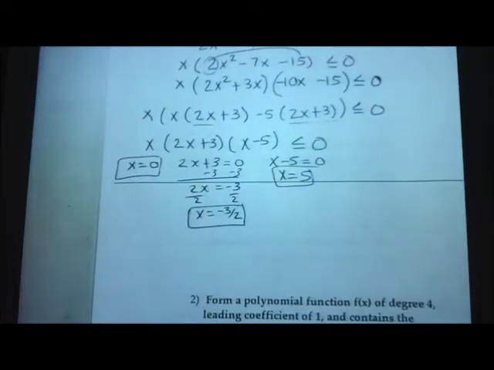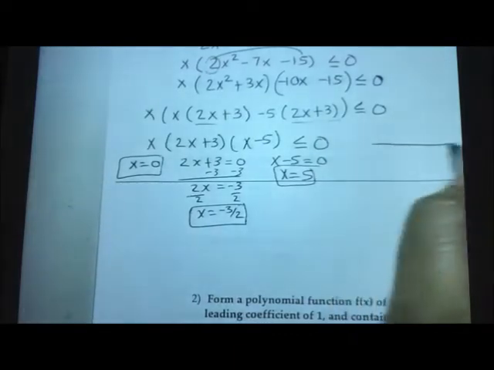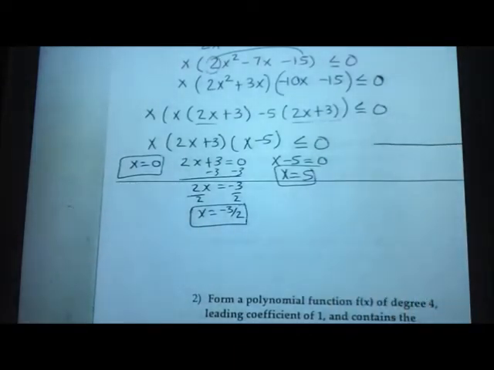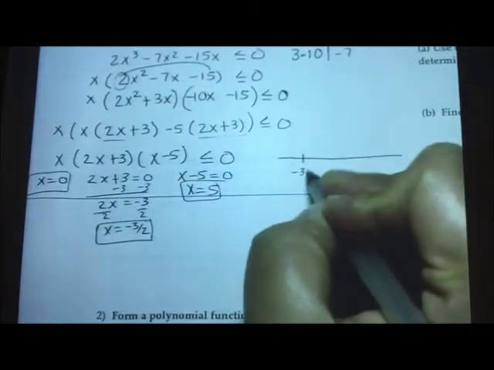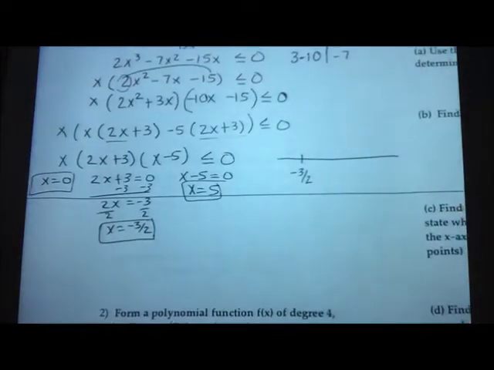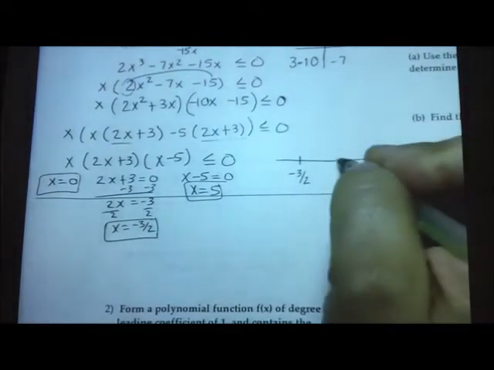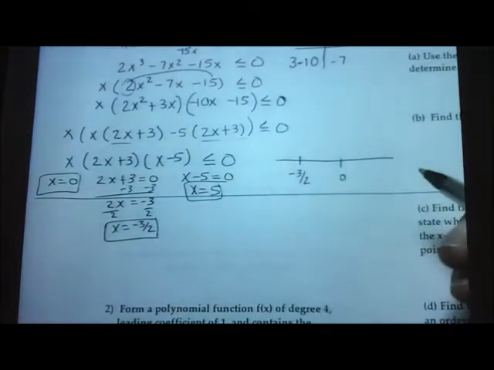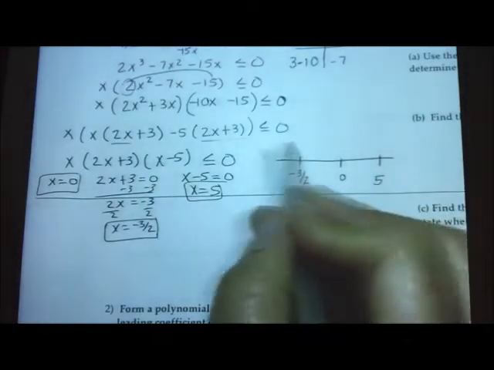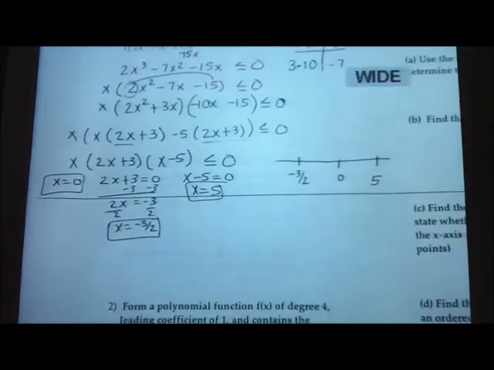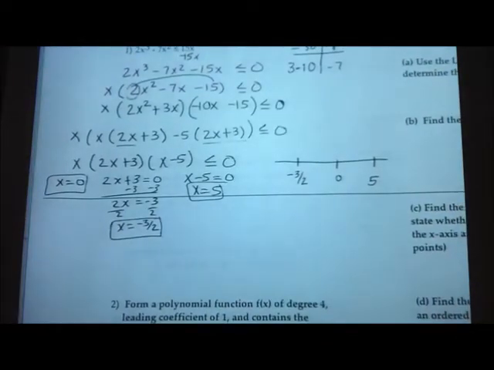So I'm going to make the number line over here on the side. And who's my smallest number? Negative 3 over 2. And then 0. So I'm going to put the 0 here. And then the 5. So is this when you put your little brackets on the top? Not yet. Wait. Just so you know what exactly you're talking about, right?